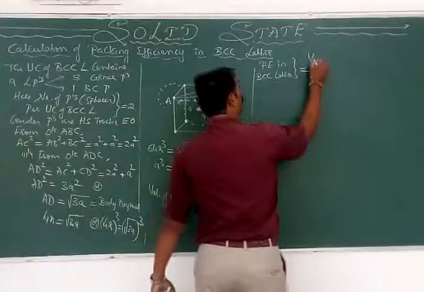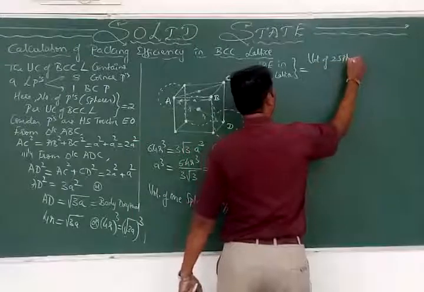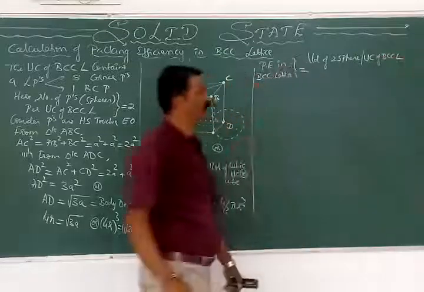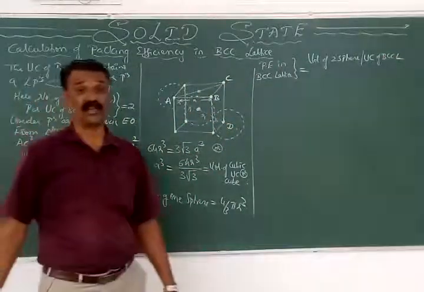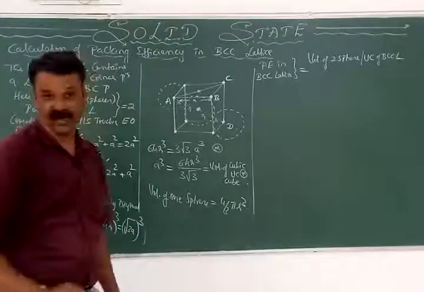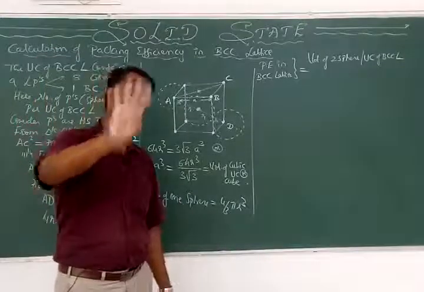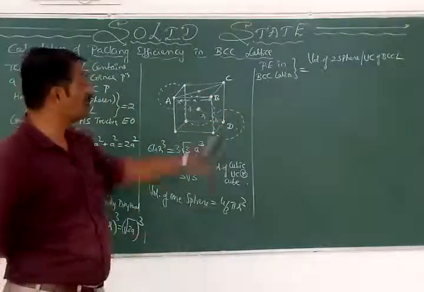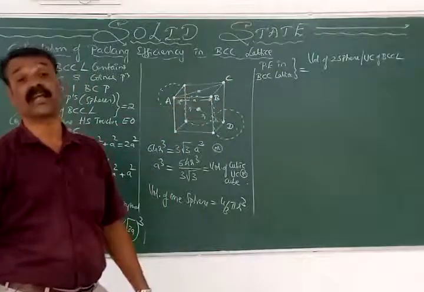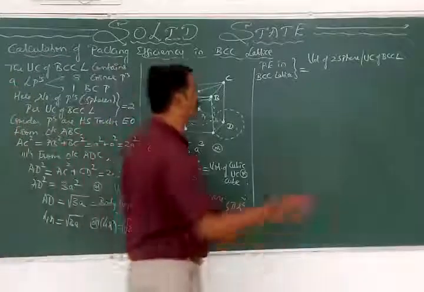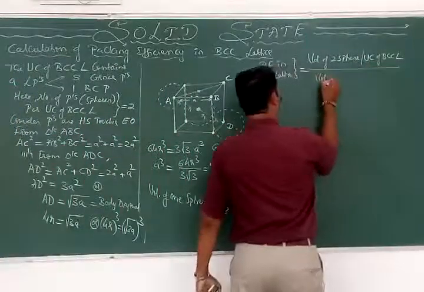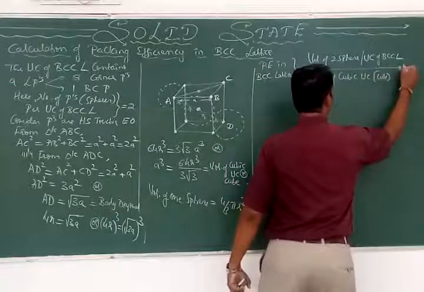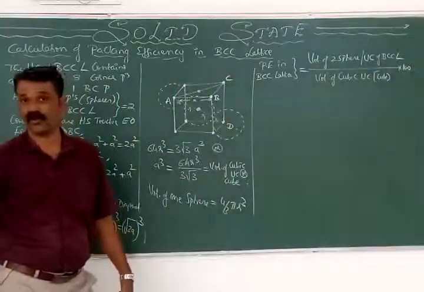Okay, volume of two spheres per unit cell of BCC lattice, because it is the volume of all the spheres that are present. In case of the simple cube, we have taken only the volume of one sphere. In case of the face centered, we have taken the volume of four spheres. But in case of BCC, we have two particles, and that is why it is called the volume of how many spheres? Two spheres per unit cell of BCC lattice. What is BCC? Body centered cubic lattice. Divided by the volume of the cubic unit cell, or simply it is also called the cube. If I need the percentage, you just have to multiply by 100. It has to be multiplied by 100.